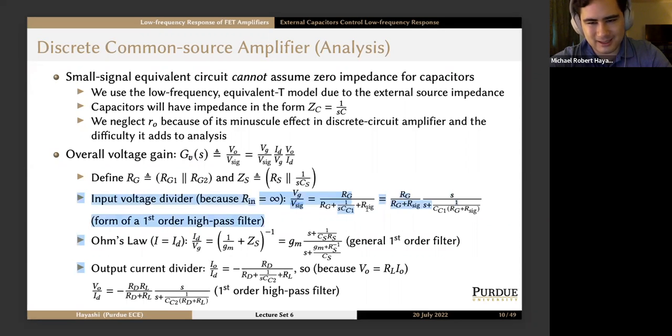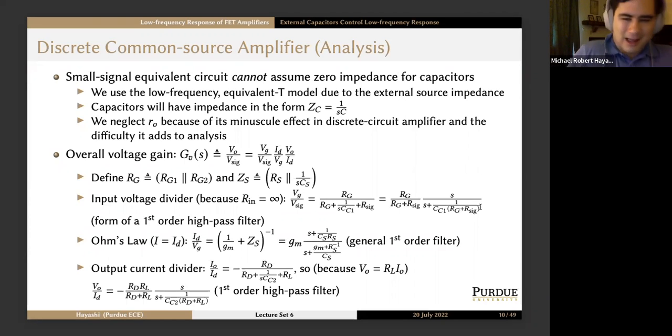So we can simplify this by multiplying top and bottom by SCC1 and then dividing by the coefficient of S. You work that out and you get RG over RG plus R sig times S over S plus 1 over CC1 quantity RG plus R sig closed quantity. And I claim to you that this is the form of a first order high pass filter. Where that comes from, I'll get to in 2 more slides.